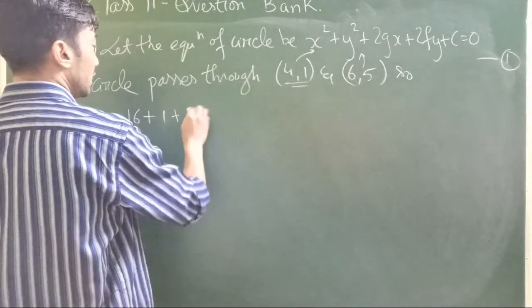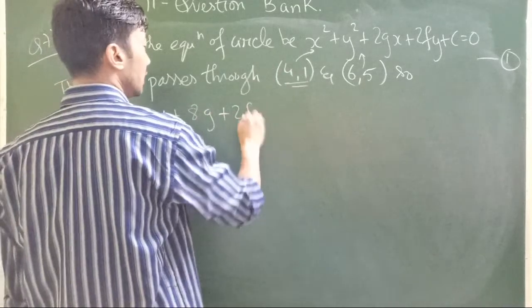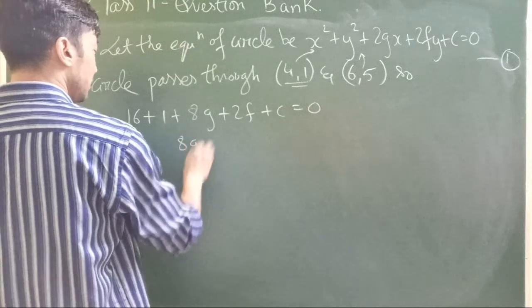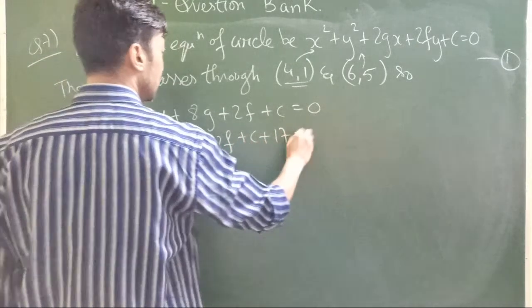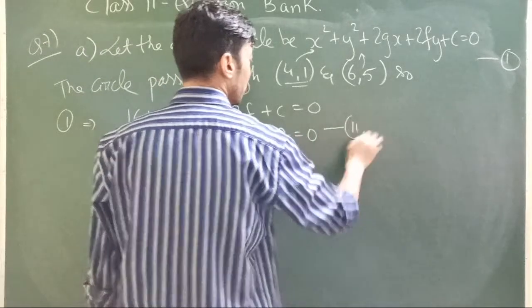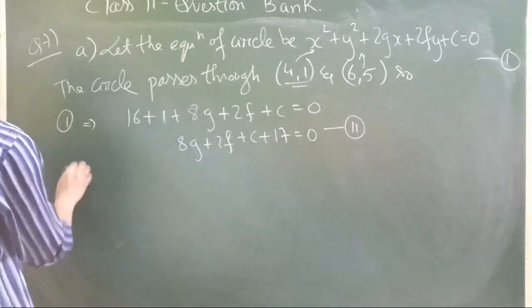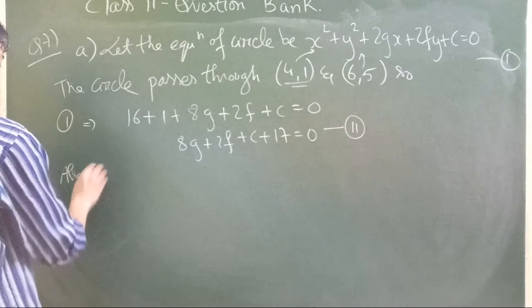2 4s are 8g, plus 2 1s are 2f, plus c equal to 0. So we get the equation 8g plus 2f plus c plus 17 is equal to 0. This would be my equation 2. Our job is to find the values of g, f and c, because these are the values which will give us the center.